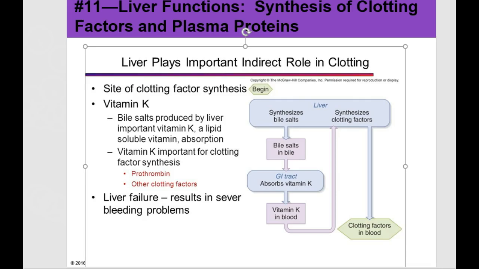In Chapter 17, we looked at hemostasis. And in the coagulation cascade, the third big step of hemostasis, we saw that at least 4 of those clotting factors, those are the ones with Roman numerals, need vitamin K to be synthesized. And most of those clotting factors are in fact made in the liver. And that is why liver failure can result in severe bleeding problems like uncontrolled bleeding or easy bruising that you might see in someone.